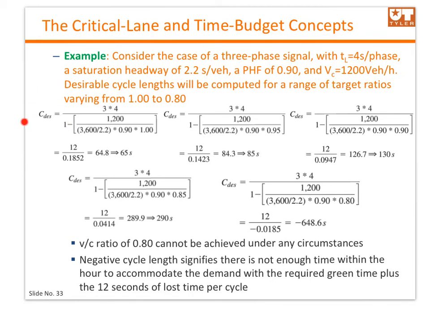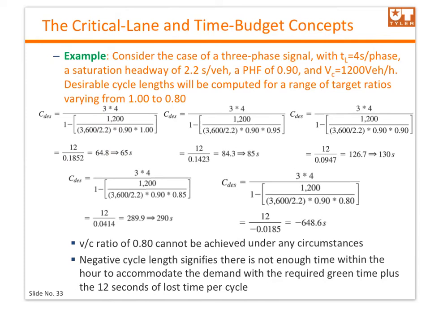This is a brand new example, not related to the previous one. Now we're going to see what the desirable cycle length is if I have three phases. 3 times 4, this is the total lost time per phase, over 1 minus 1200, this is the volume in the critical lane, over 3600 over 2.2, which is the saturation headway, times 0.9, which is the peak hour factor, times 1. 1 now means that I'm using 100% of the capacity. V over C is equal to 100%, and therefore the desirable cycle length is 65 seconds.